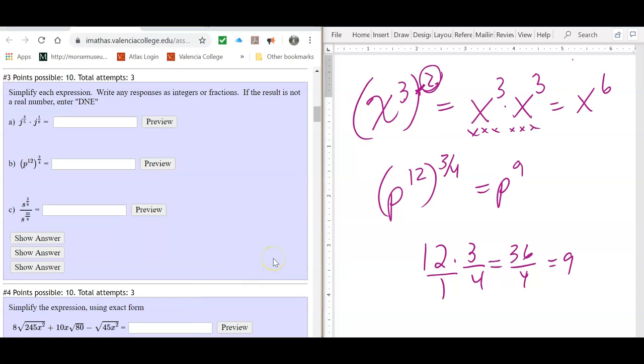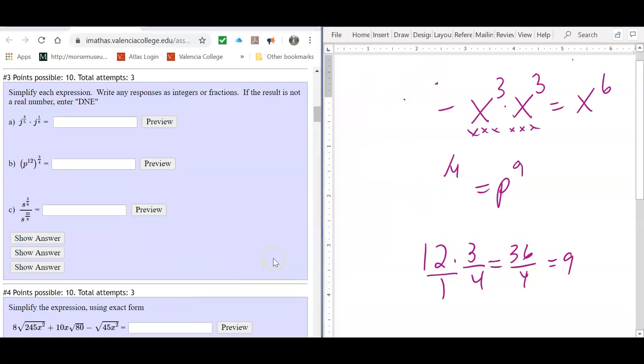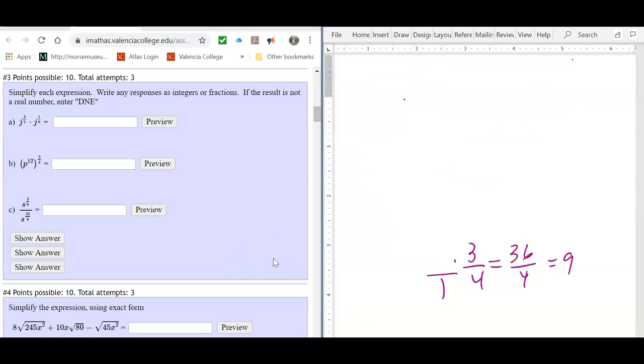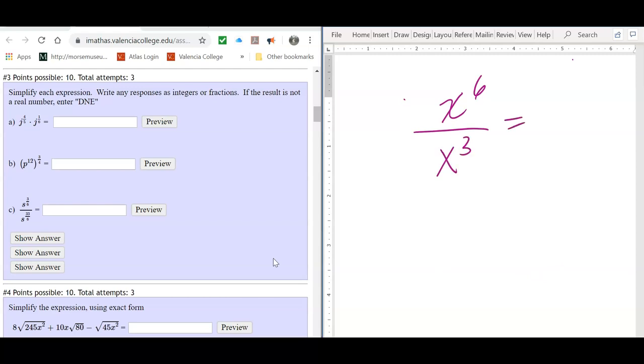And our last one, we know the quotient rule says that when you have division, then you subtract the numerator minus the denominator. So for example, if you have x to the 6th over x cubed, you can subtract 6 minus 3. It's a shortcut to get the answer. So we're going to do the same thing here.